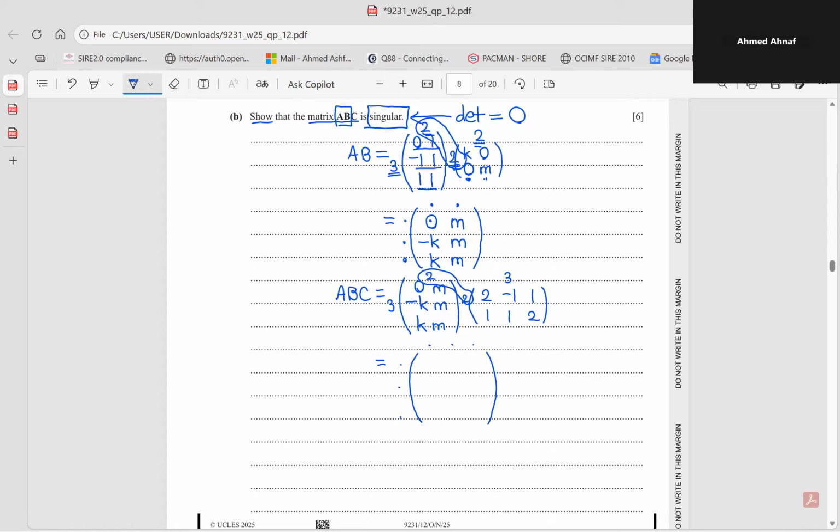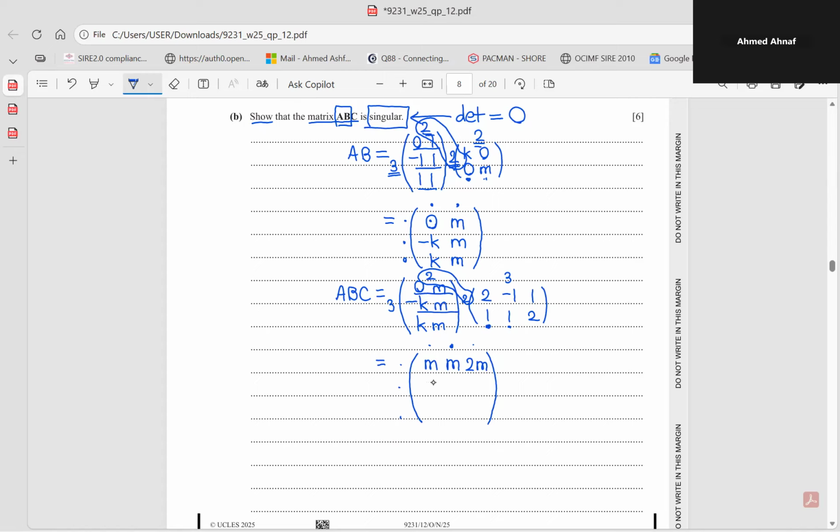Okay, so first element would be the first row, first column. So first row, first column. So 0 times 2 plus m times 1, that is just m. And then first row, second column. So this one right here. So 0 times -1 plus m times 1, that's just m. And then 0 times 1 plus m times 2. So that's 2m.